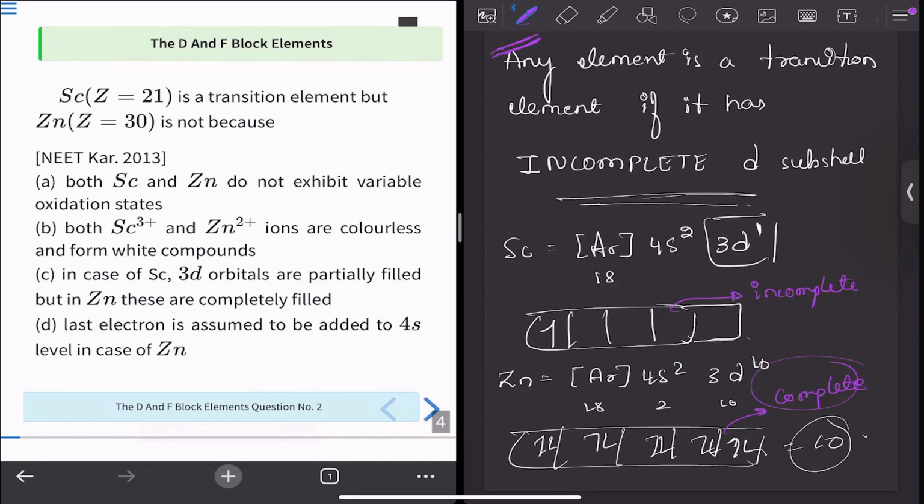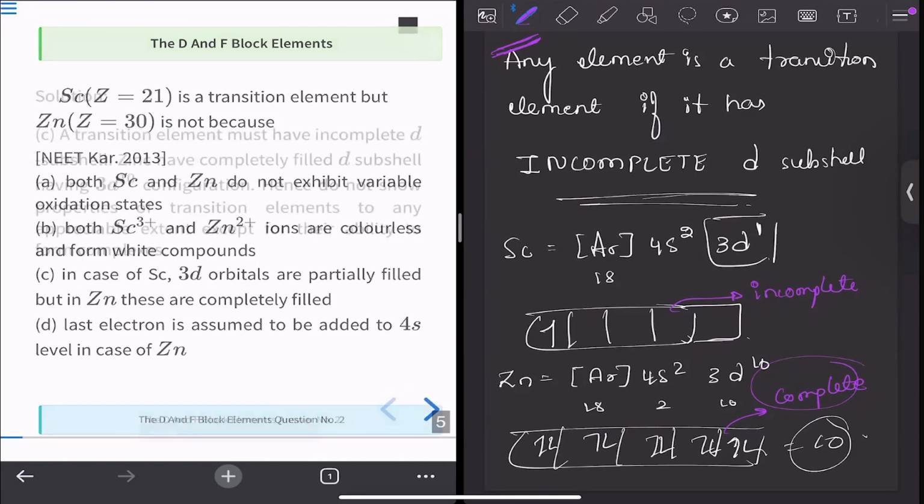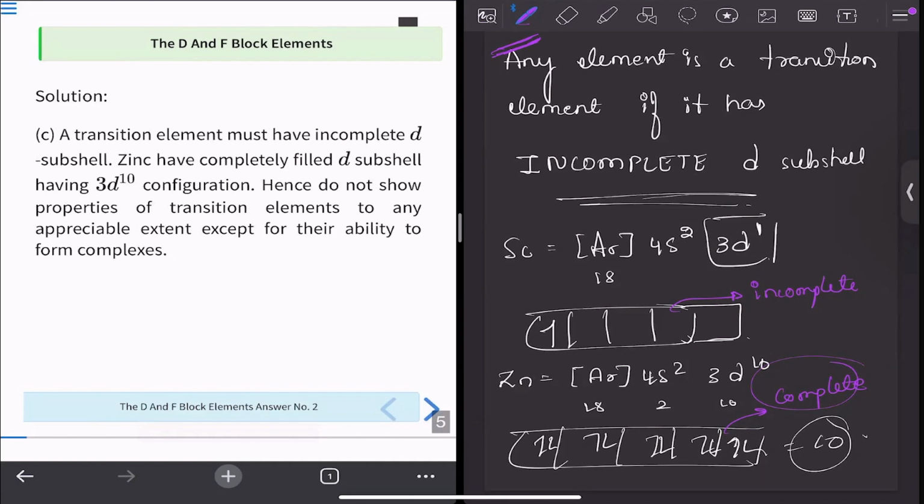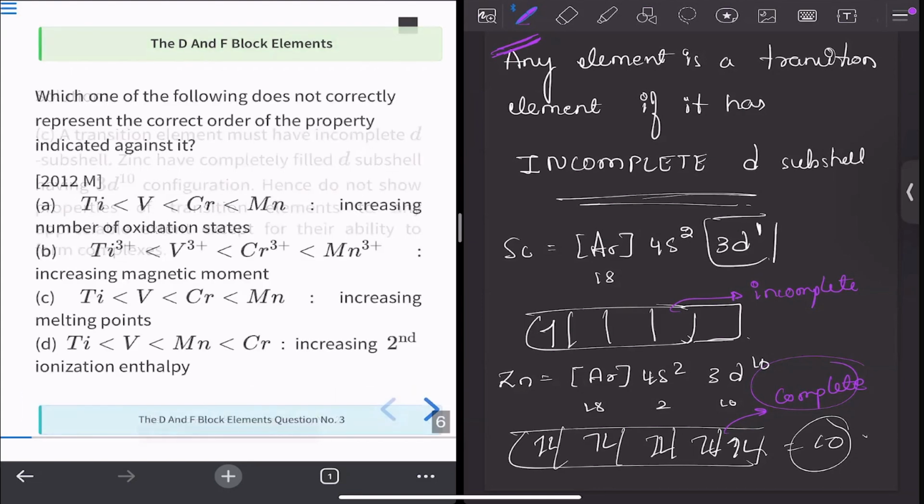So in case of Sc, 3d orbitals are partially filled, and in case of Zn, these are completely filled. Option C is the correct answer. A transition element must have an incomplete d subshell. Zinc has a completely filled d subshell having 3d10 configuration. Hence, it doesn't show properties of transition elements to any appreciable extent, except for its ability to form complexes. So let us see question number 3.